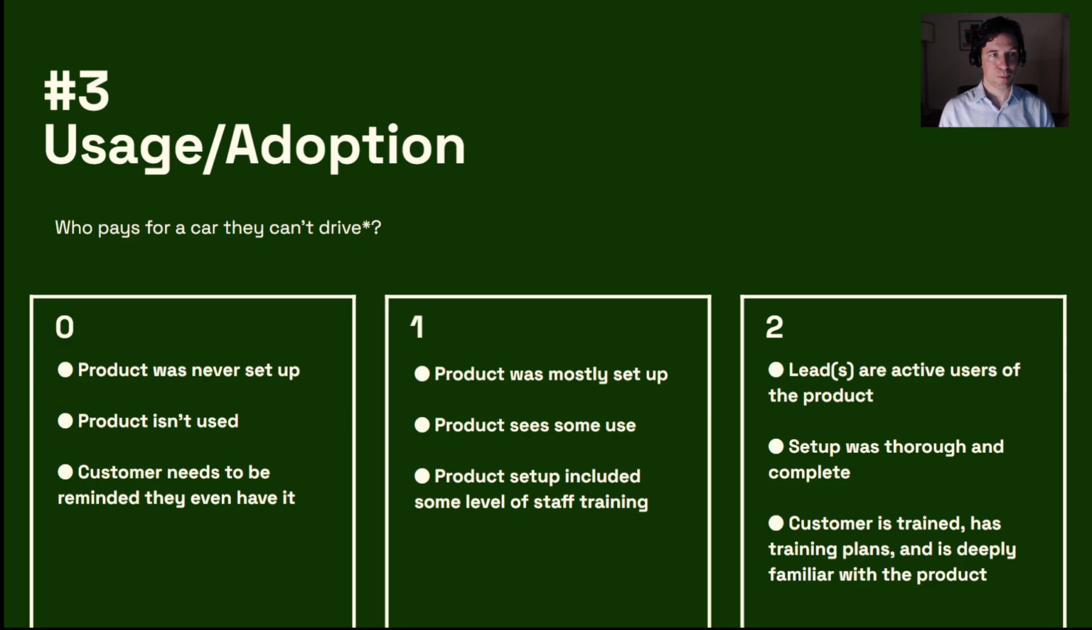Number 2 in this category, leads are active users of the product. Setup was thorough and complete, so you get all the boxes ticked. Customer is trained, has training plans, and is deeply familiar with the product.